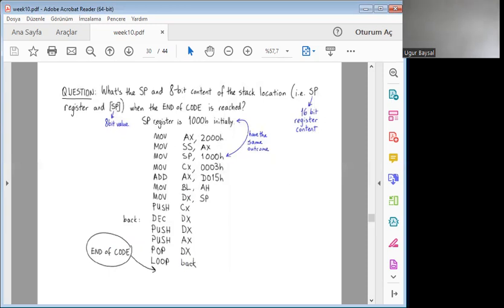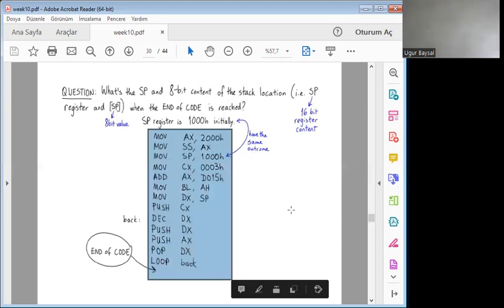In another question example, what are the stack pointer and the 8-bit content of the stack location when the end of the code is reached? So it's very typical for assembly code exercises. I will not go through this because it is not related to the hardware. You follow all the codes.